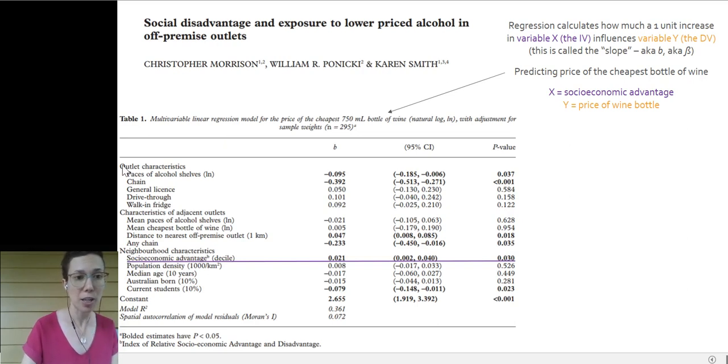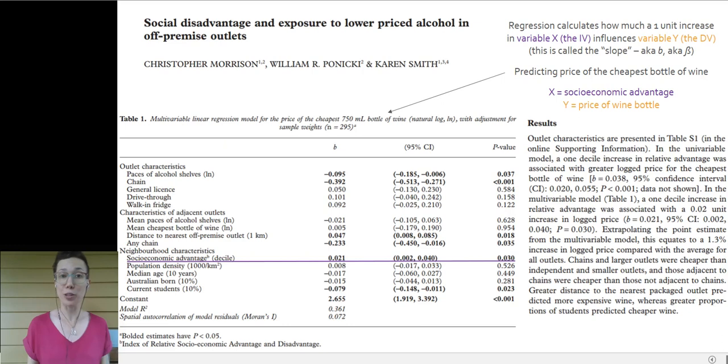So when we go up here and we see outlet characteristics, places of alcohol shelves, chain, general license, drive-through, etc., all of these are aspects of outlet characteristics. These 4 items here are aspects of characteristics of adjacent outlets. And then these other items down here are aspects of neighborhood characteristics. So socioeconomic advantage falls under the category of neighborhood characteristics, meaning that they're talking about the socioeconomic advantage of the neighborhood itself, right? So just talking through how to interpret, how to read some of these charts.